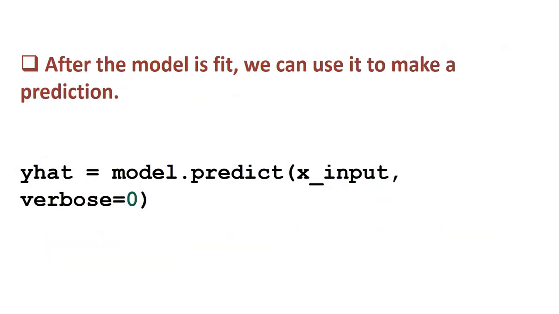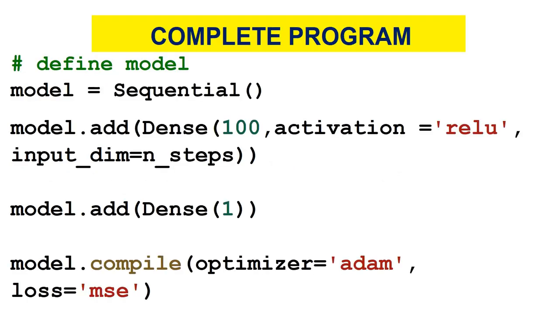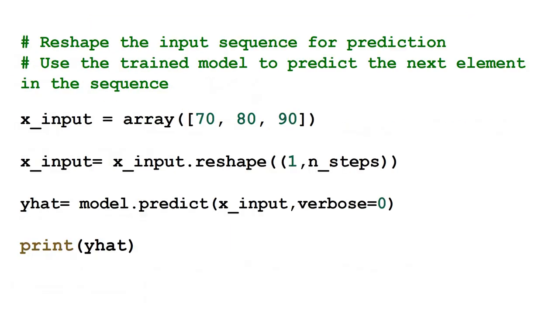After the model is fit, we can use it to make a prediction, and at the end you will see the output after some time. But the complete program looks like this from the beginning. Whatever we have defined once more: a sequential model, ReLU activation, number of neurons, then the optimizer Adam, and MSE as the loss function. Now you are reshaping the input sequence for prediction. The x input is 70, 80, 90. What will be the next value? That is what we want to predict.